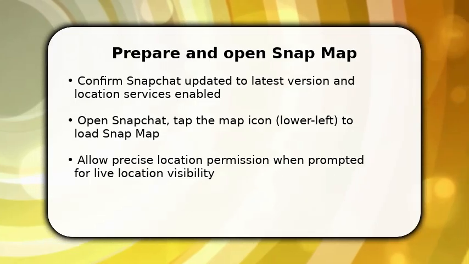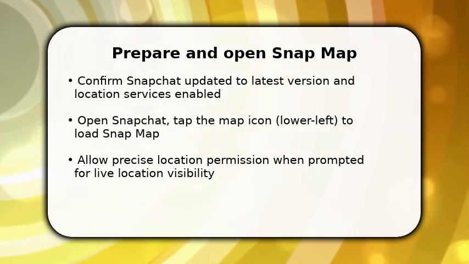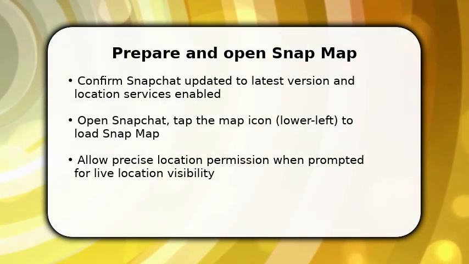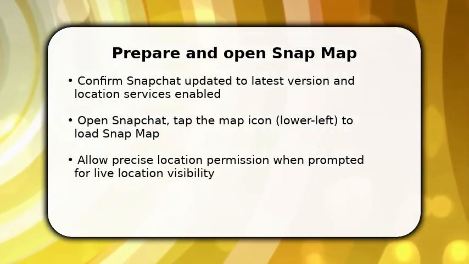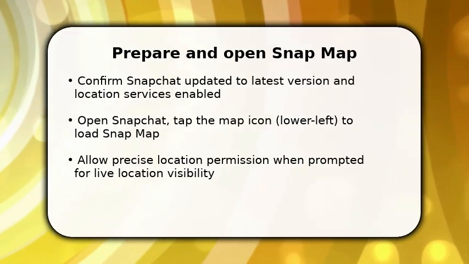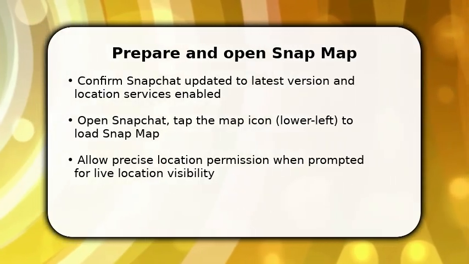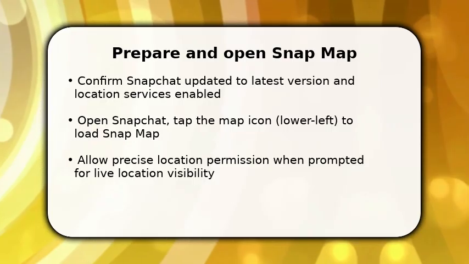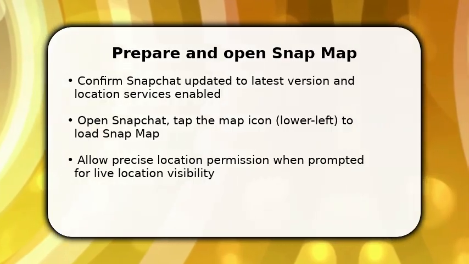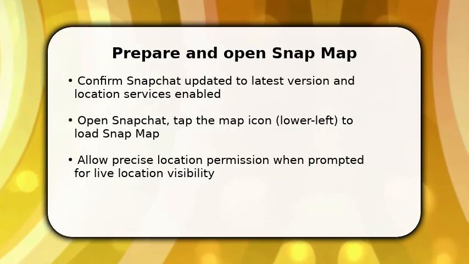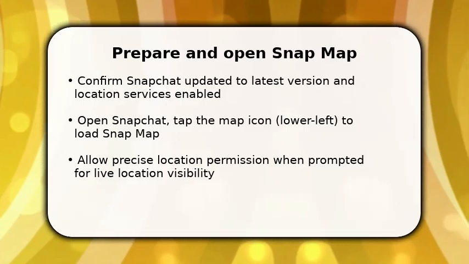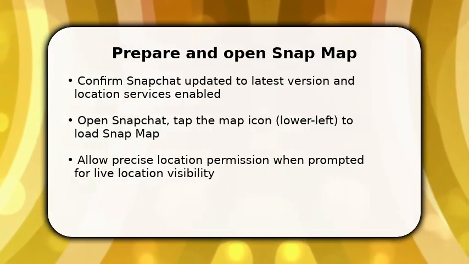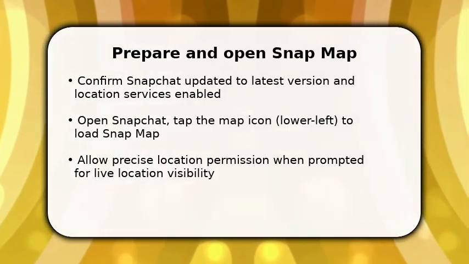Enjoy the video. You start by making sure Snapchat is updated and your phone's location services are on. This saves time and prevents permission errors. Once done, open the app and tap the map icon in the lower left to load Snap Map. If a permission dialog appears, grant precise location so Snapchat can share accurate live location data. Make sure to check battery settings too, because background location may be restricted and will stop live updates if blocked.